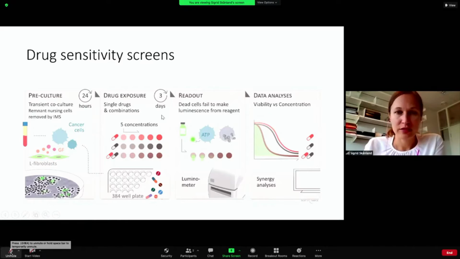So then we leave the cells with these drugs for 3 days, and then we measure the effect on cell viability. And this we do by looking at the ATP level in the cell. So if the cells are dying, they stop producing ATP. And the ATP is detected with a reagent that will produce a light signal. So live cells will give a strong signal while the dead cells don't give any signal. So since we are testing the drug at different concentrations, we will see a dose response.